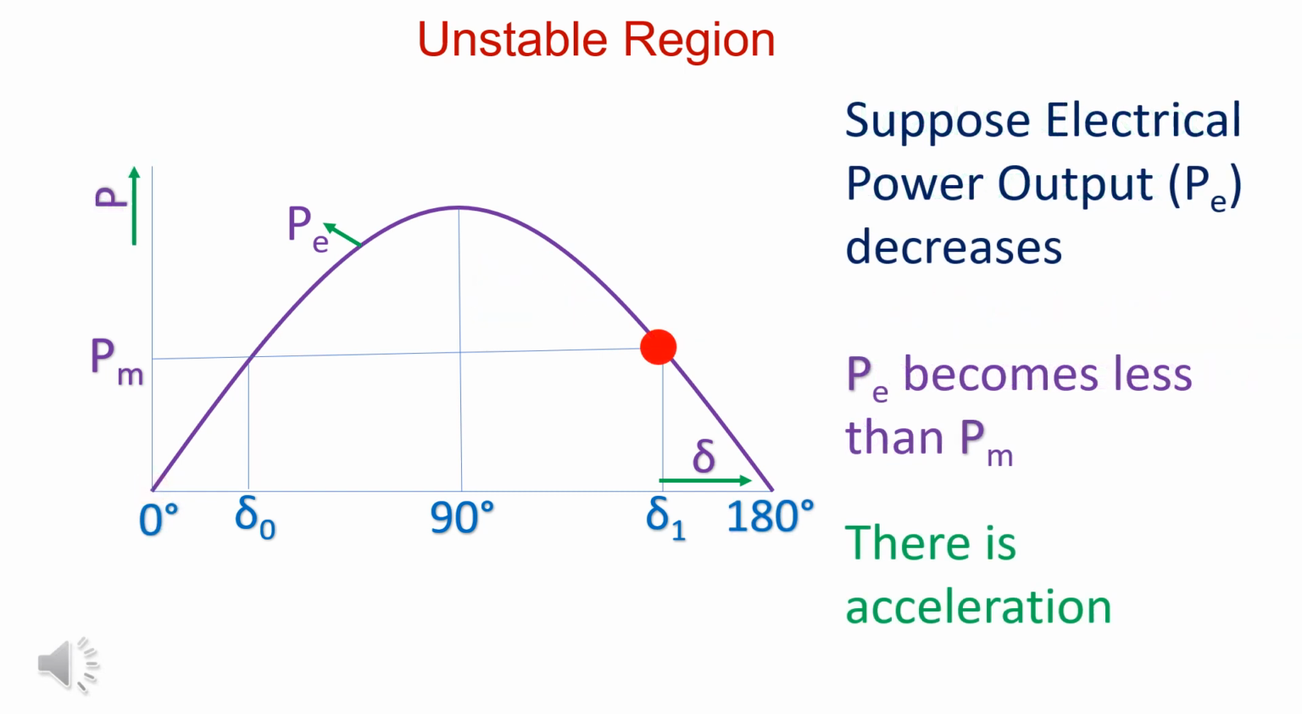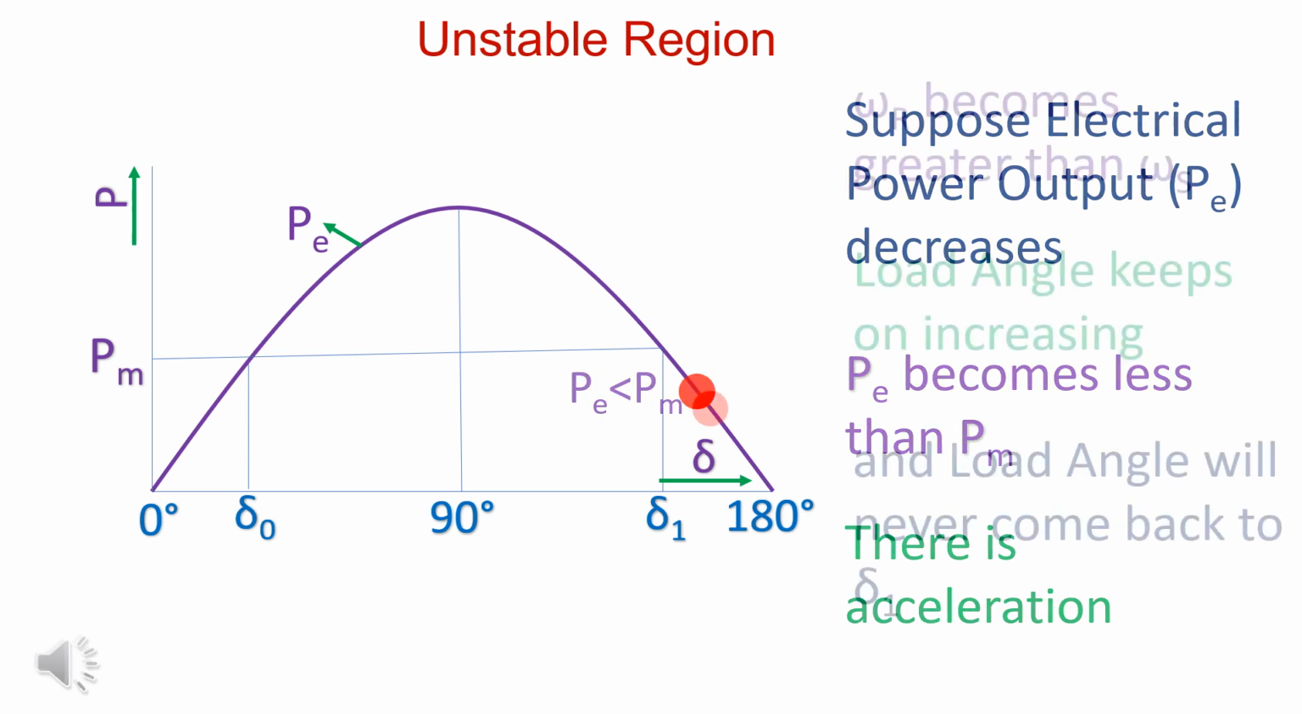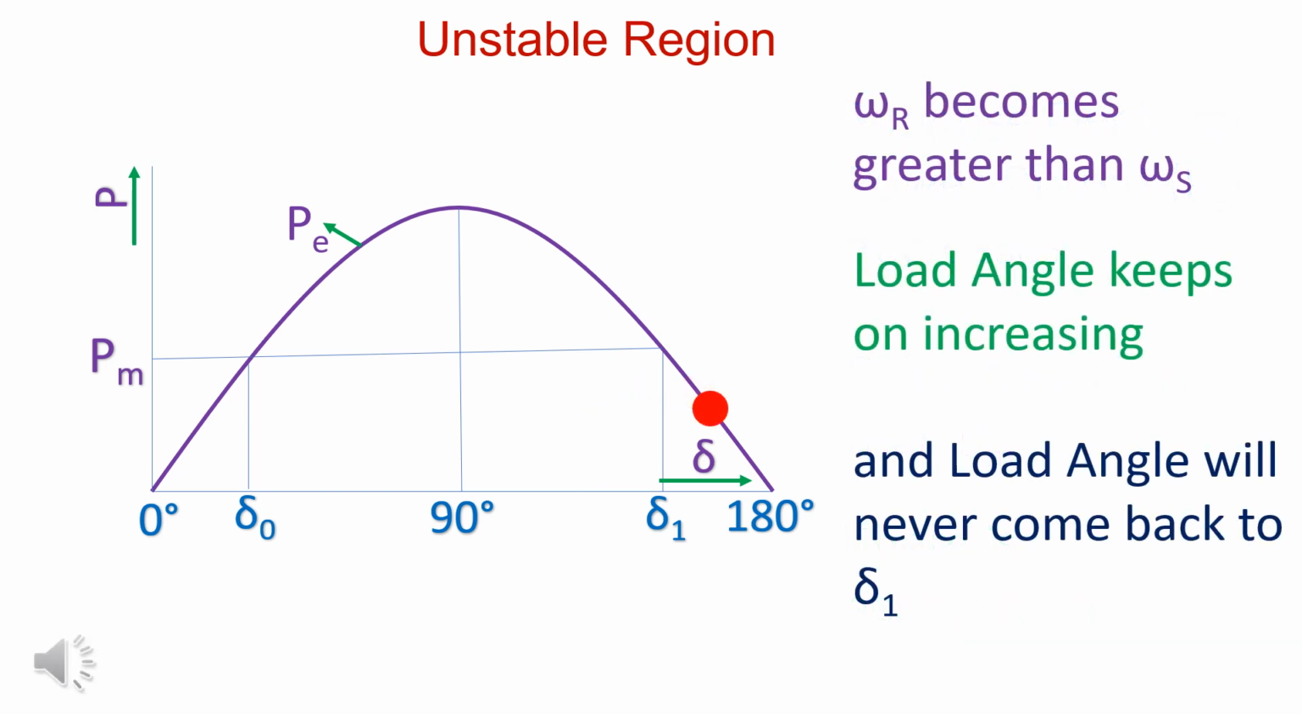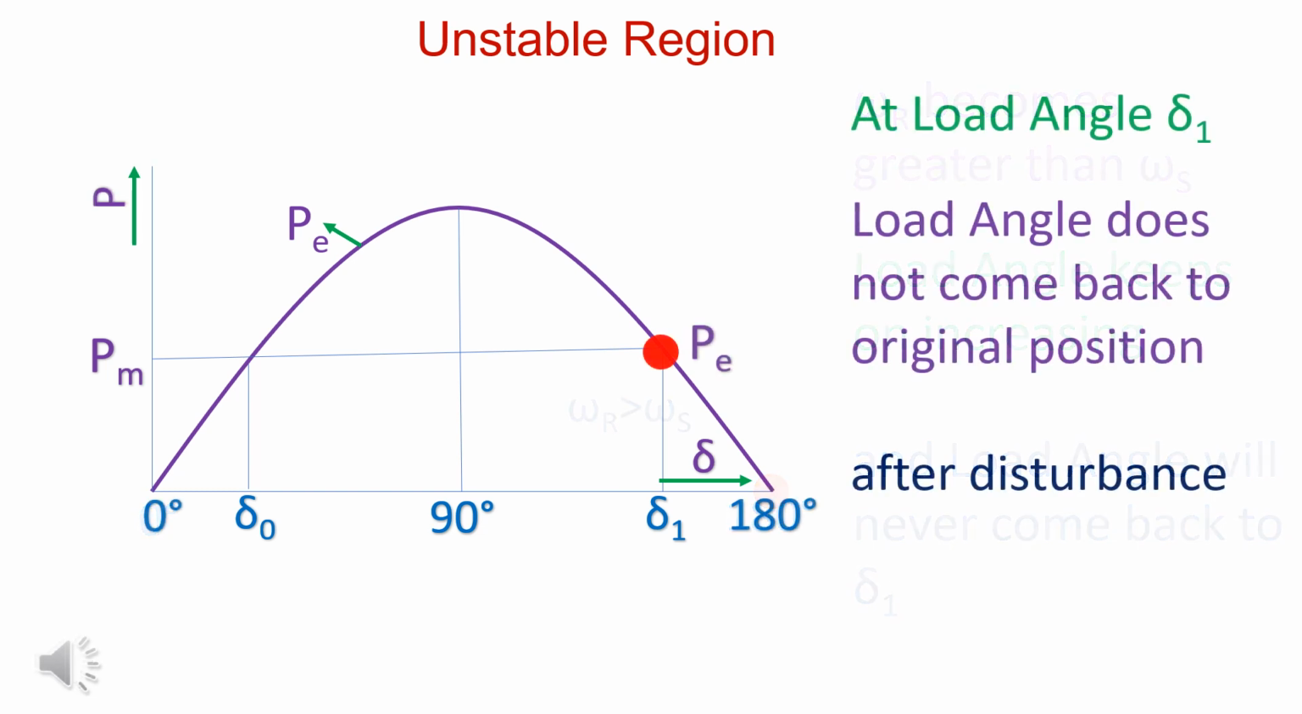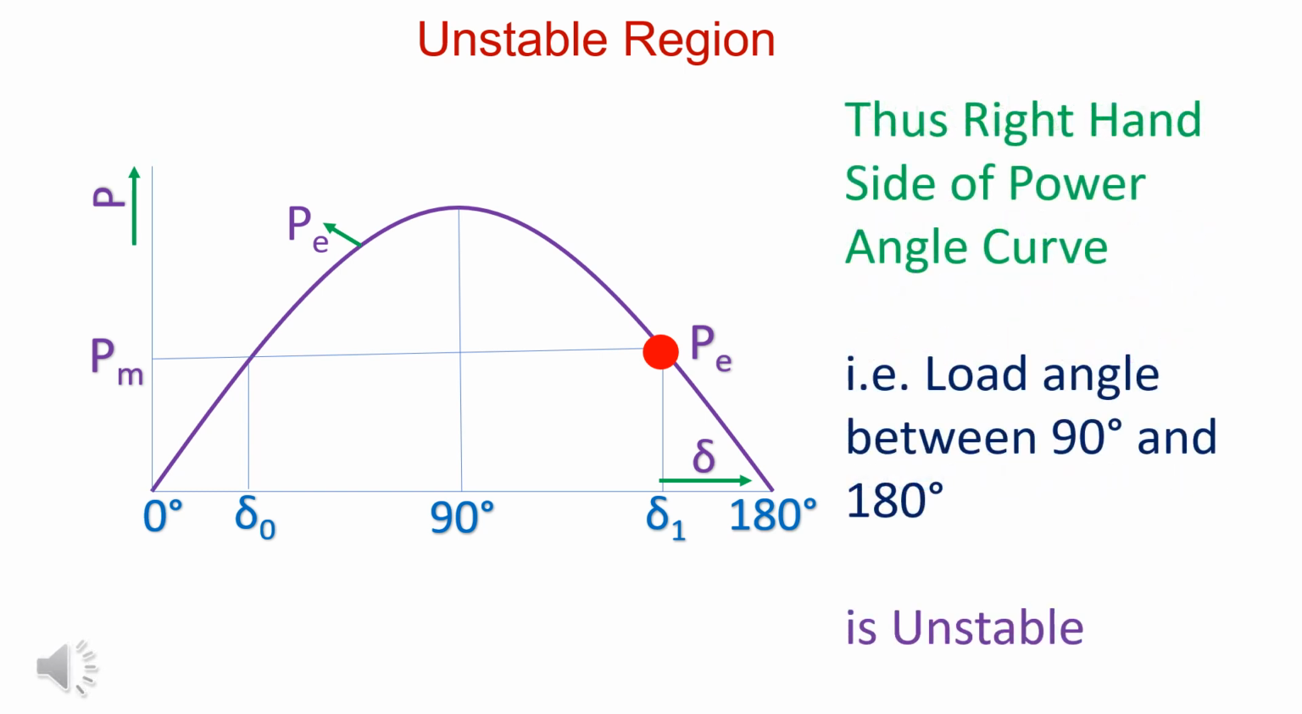Let electrical output power PE decrease suddenly. PE becomes less than PM. There is acceleration. Omega R becomes more than omega S. Load angle keeps on increasing and the generator will never return back to delta 1. Thus at load angle delta 1, load angle does not come back to original position after disturbance, and hence the region between 90 and 180 degree is unstable.